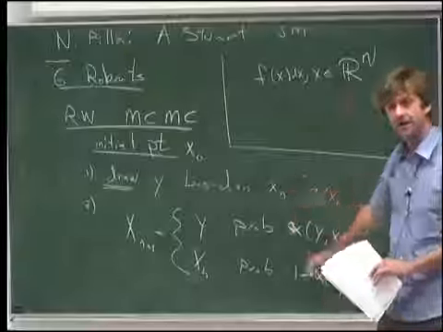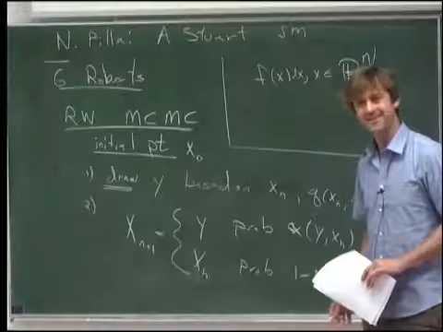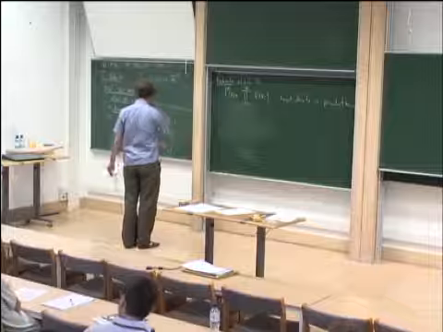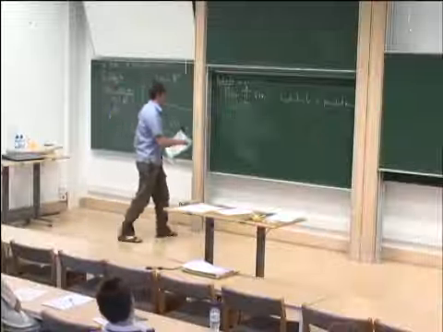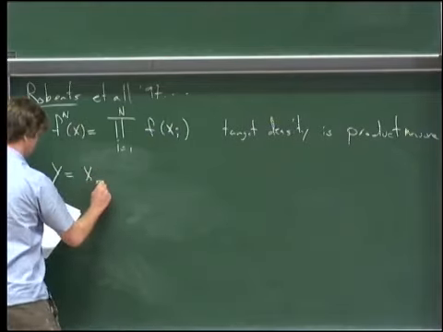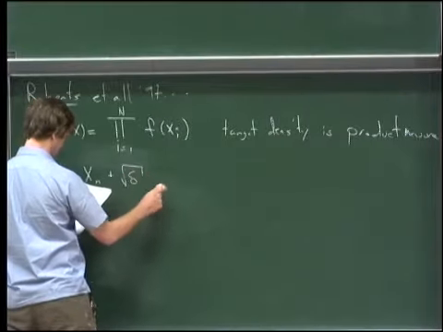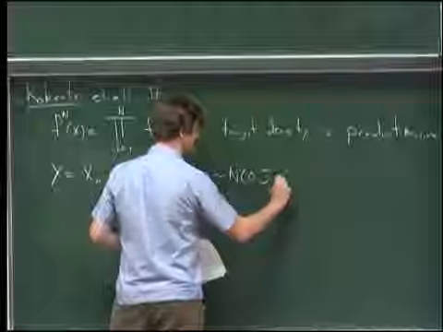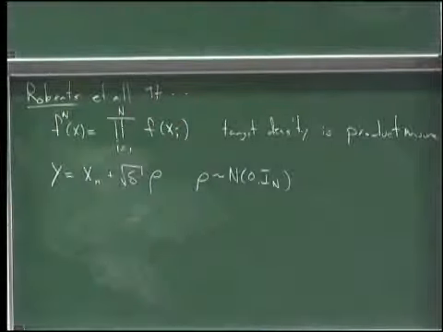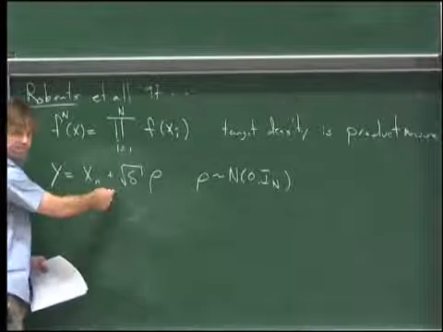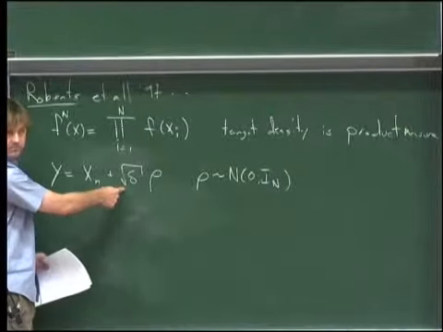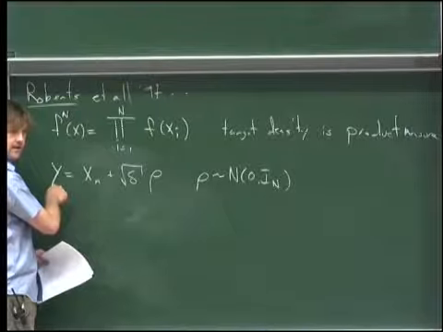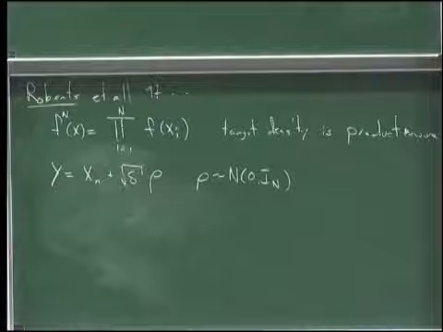You should not have the full algorithm yet. I haven't told it to you. You will presently. Okay? So let me go ahead and say what that is now. In this case, let's set y equal to xn plus square root of delta times rho, where rho is distributed normal, 0, and just the identity. So it's just IID normals, and this is a random walk, right? I'm sitting at some point. I add a Gaussian random vector in some direction, which I've scaled by delta. And then I get a new proposal.